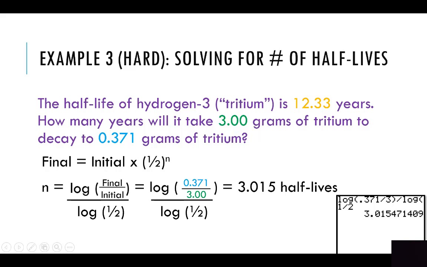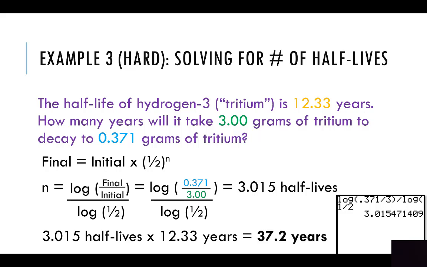Now, if we look, though, we're not quite done with this problem because the problem did not ask how many half-lives have gone by. The problem asked, how many years will this take? So we've got one more simple step. If I know that each half-life is 12.33 years, and I know that 3.015 half-lives have gone by, all I need to do is some simple multiplication to find my answer. It will take 37.2 years for 3 grams of tritium to decay to 0.371 grams of tritium.